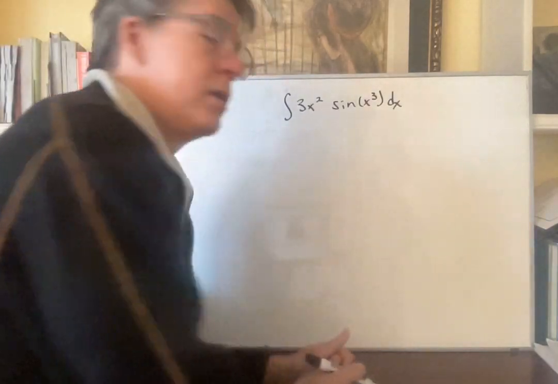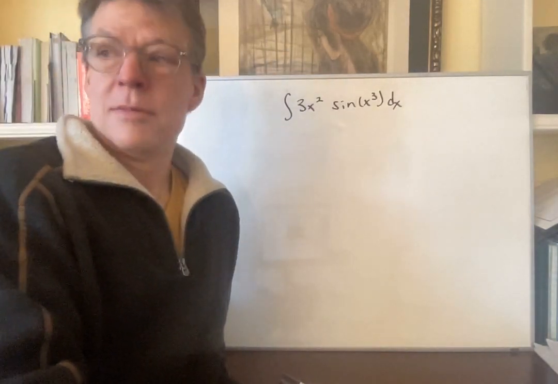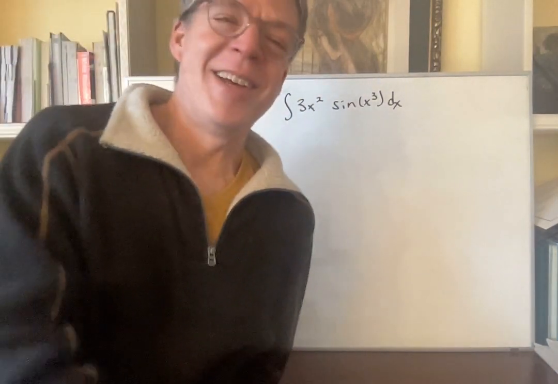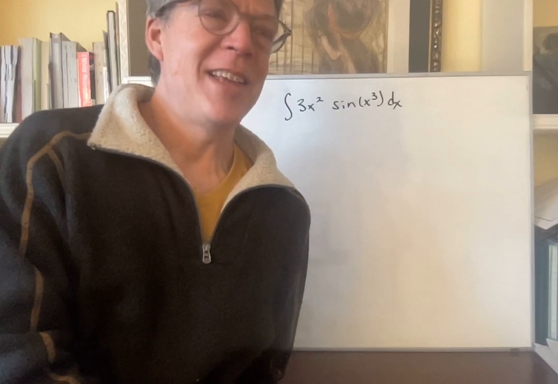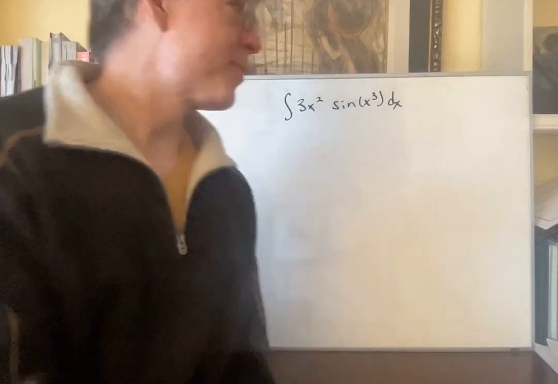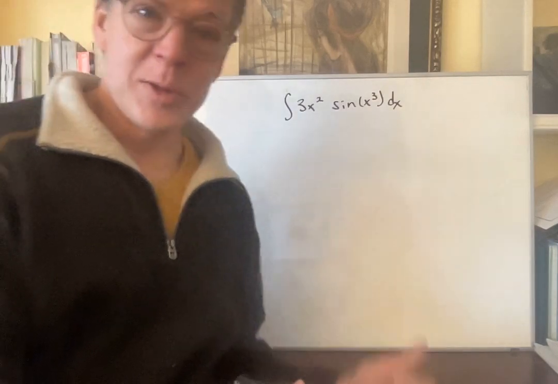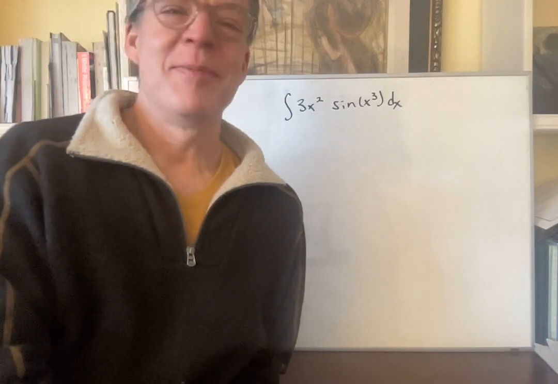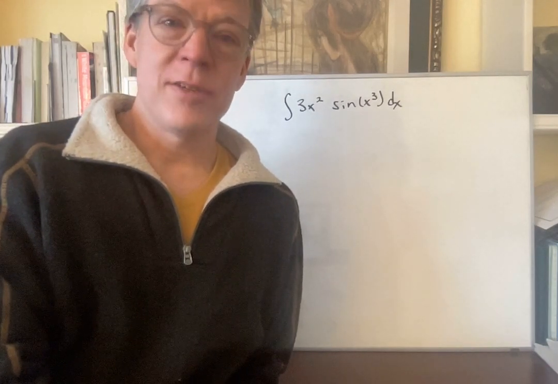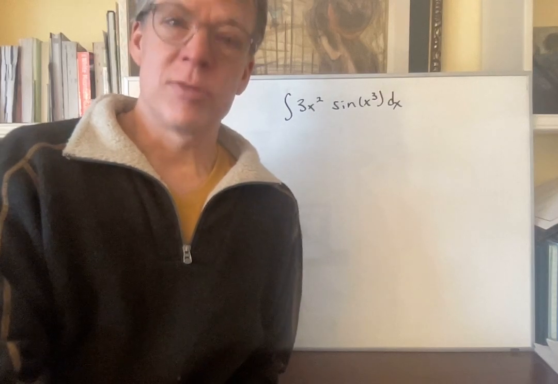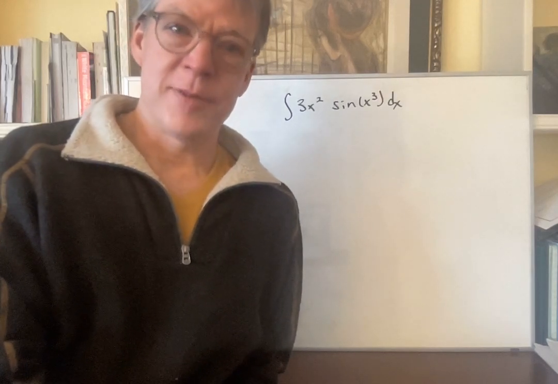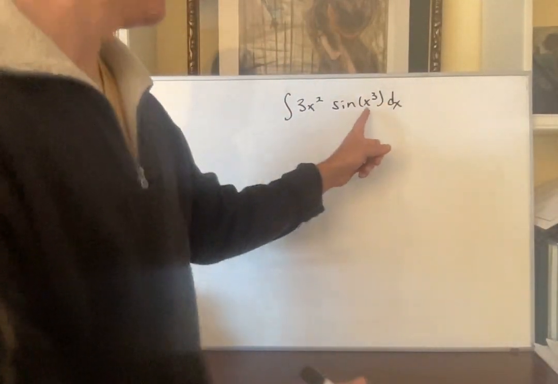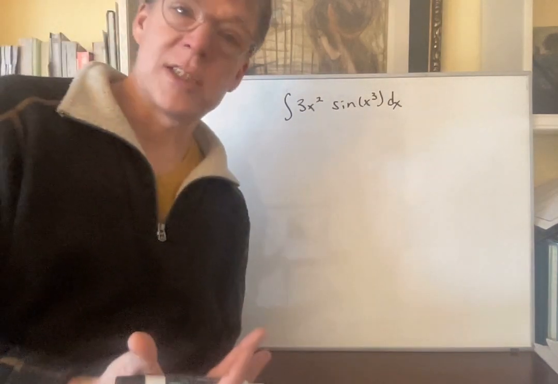So we learned yesterday that the u is the part of your function that has its derivative elsewhere in the function. Okay, so I'm looking right at this x cubed and I'm saying, does it have its derivative elsewhere? Yeah, good. So that's my u.